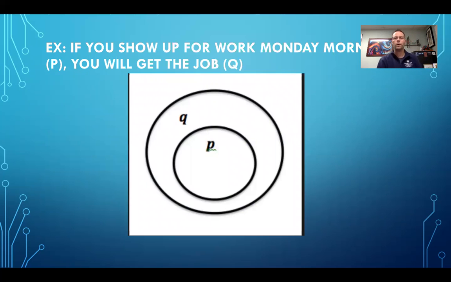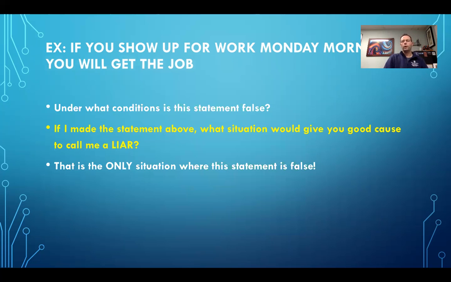This says, if you show up for work Monday morning, then you will get the job. P implies Q. You show up for work, that would be P. We've got a little Venn diagram here. You show up for work, and if you're in circle P, you're also in circle Q. So you can look at a Venn diagram and you can kind of understand why being in P or meeting the condition of the statement will cause you to fall into Q. The then part will follow. If you show up for work Monday morning, then you will get the job.